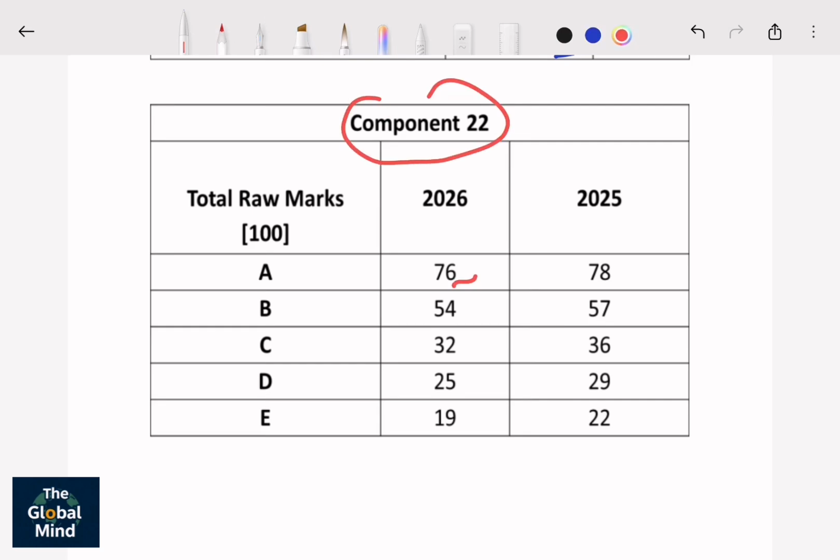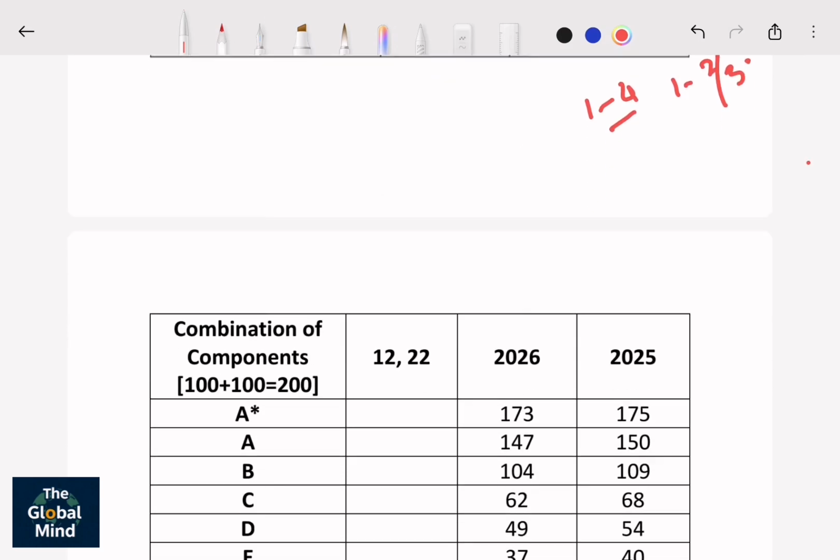You can see 76 in 2026, 78 in 2025, then 54, 57. The difference is, you can see, except here, I think here it is 4 marks. Yes, and here it's once again 4 marks. Here it's 3 marks. Here 2 marks difference, and here it's 3 marks. So on an average we can say that the difference is 1 to 4 marks, and in most cases 1 to 2 or 3 marks. So this is another important thing which you should keep in mind.